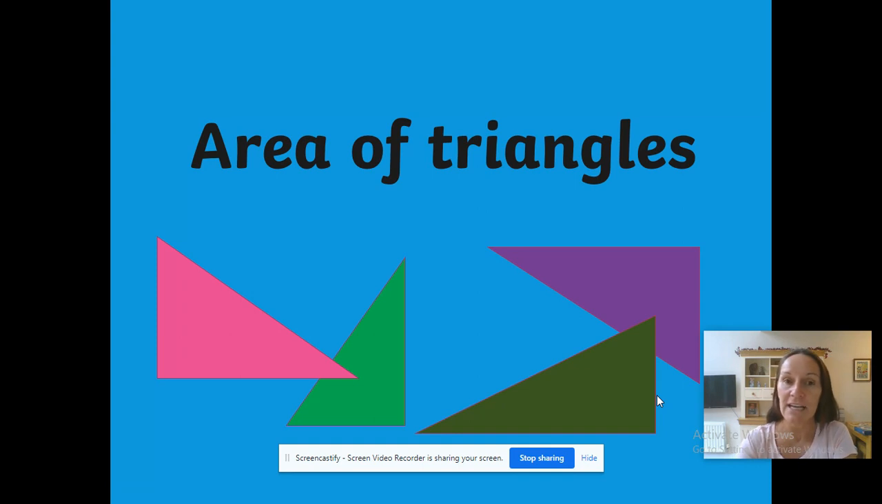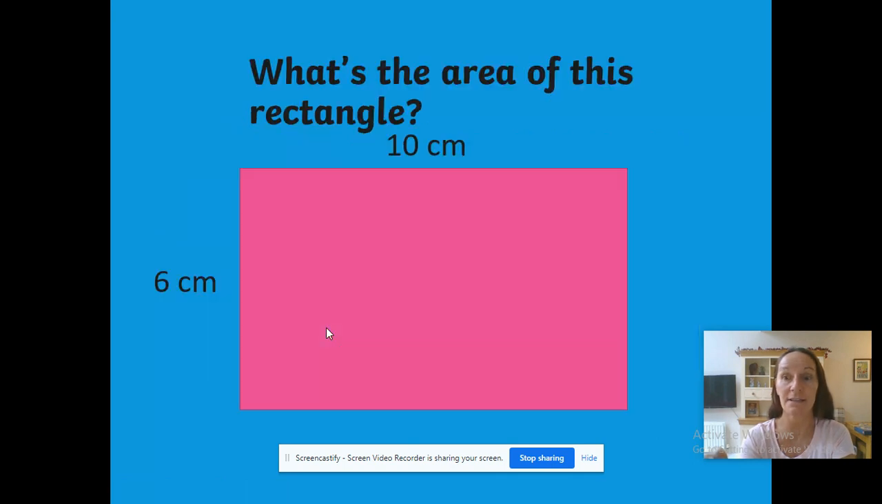Right, so that was looking at the area and perimeter of rectangles. Now, if you can calculate the area and perimeter of a rectangle, then you'll be able to use that information to calculate the area of a triangle. Here we've got another rectangle, 10 centimetres long, 6 centimetres wide. The area inside that rectangle would be 10 times 6, which is 60 centimetres squared.